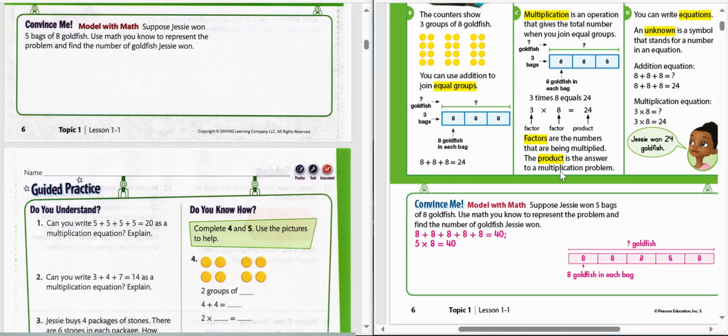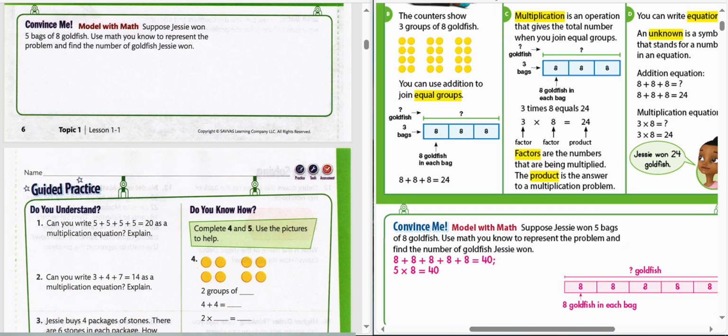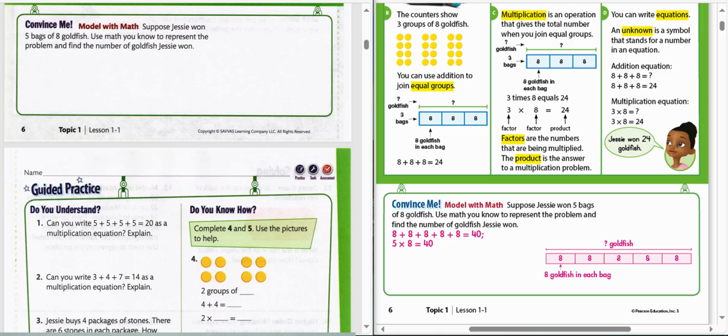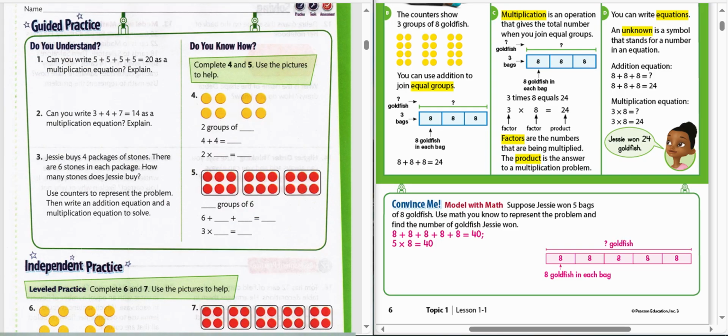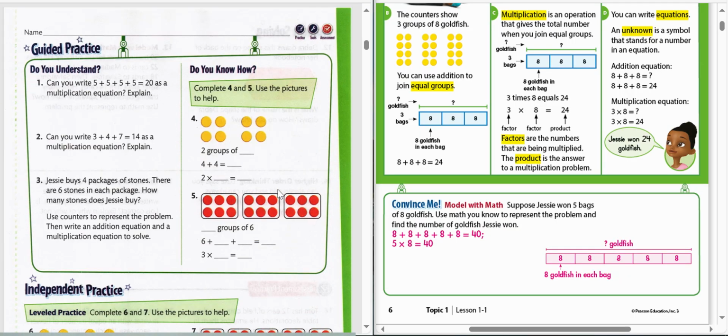Or you can draw a model like this and divide it into 1, 2, 3, 4, 5 parts, and the value of each part will be 8. So 5 times 8 equals 40. Okay. Next question. So this is the answer here on this page. This page 6 is the answer to the question. Next page.